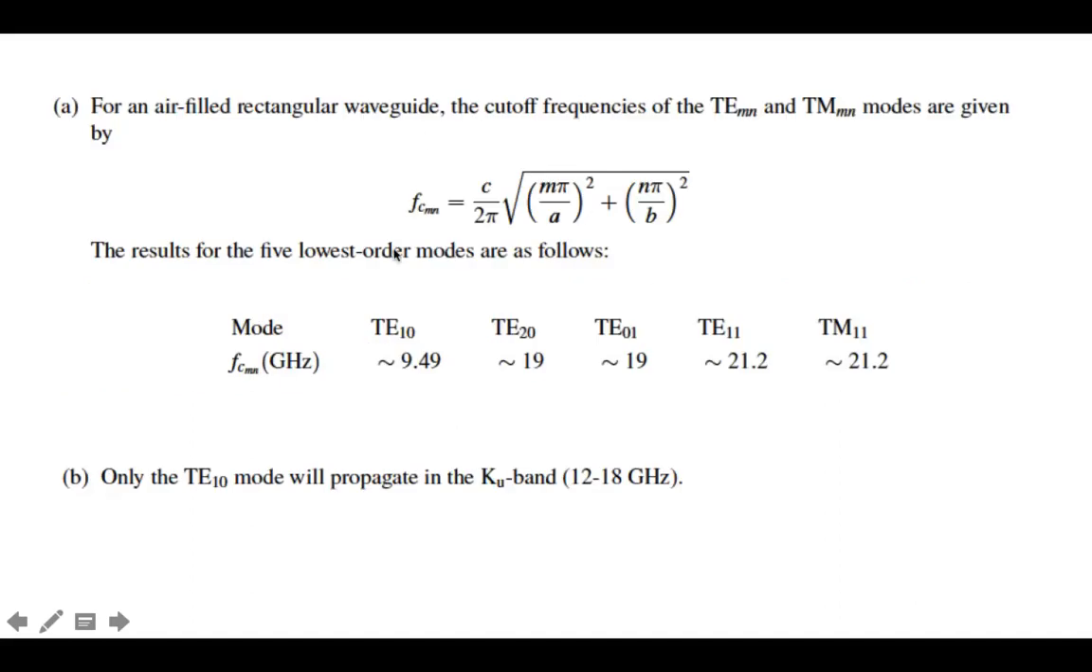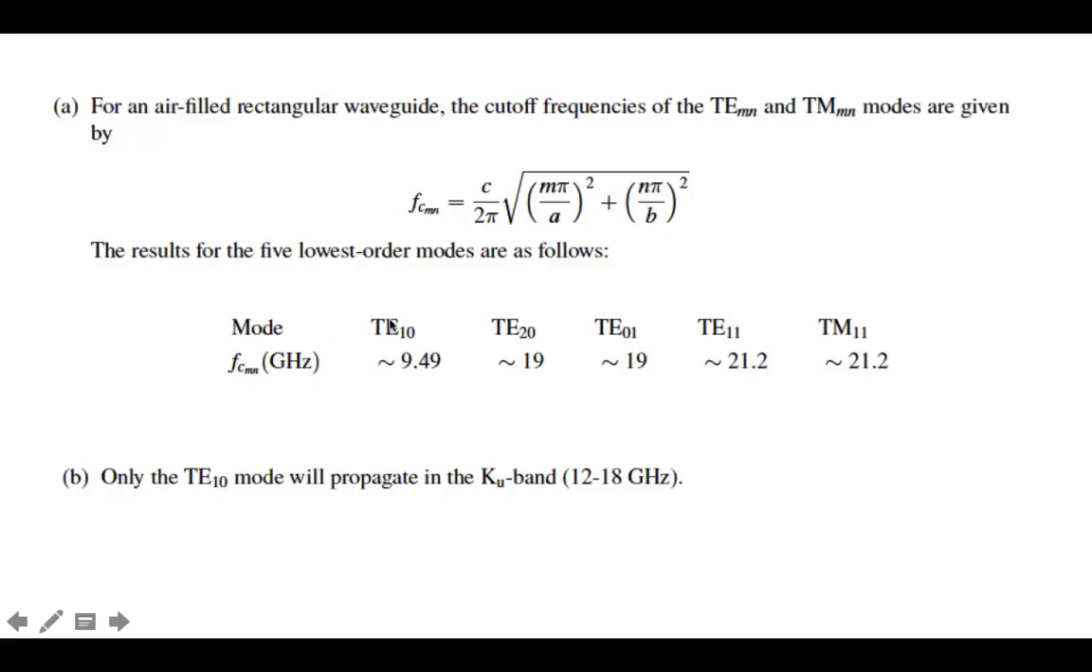In order to do that, we use the expression for the cutoff frequency, which is given here, and this is for a rectangular waveguide. M is the mode in the A direction and N is in the B direction, so it's the MN mode. C is the speed of light. So basically what you do here is you plug in the dimension for A and the dimension for B, and then we're just going to start plugging in ones, zeros, twos, and so on for the modes.